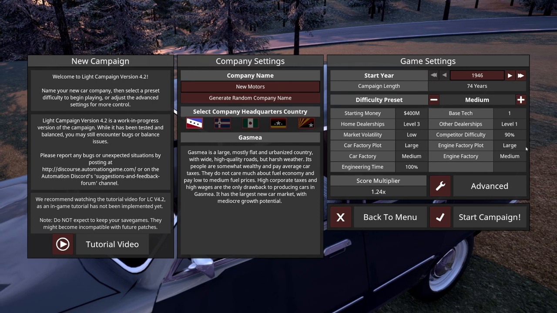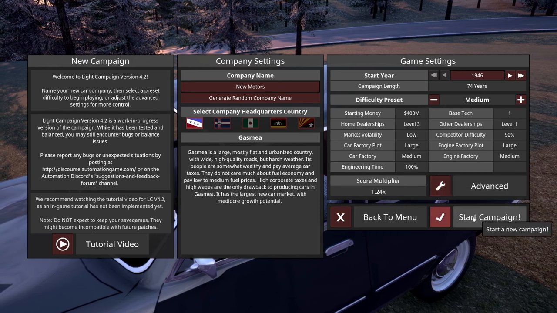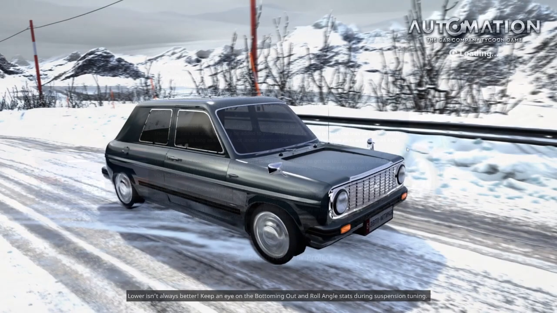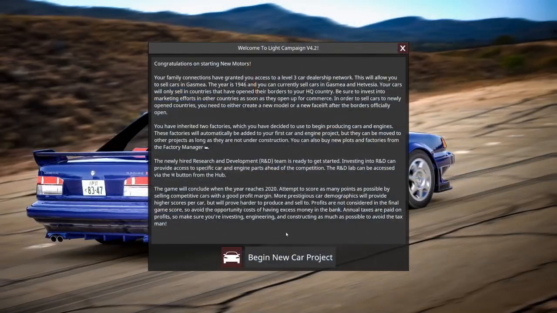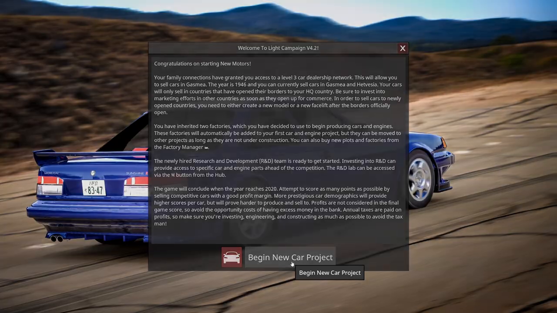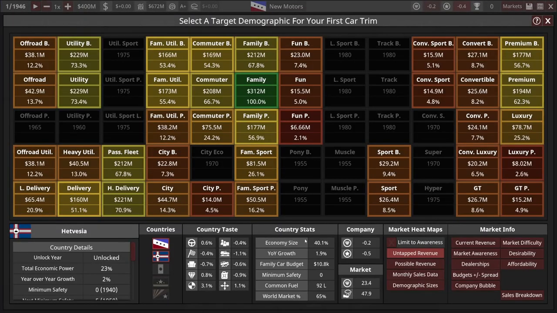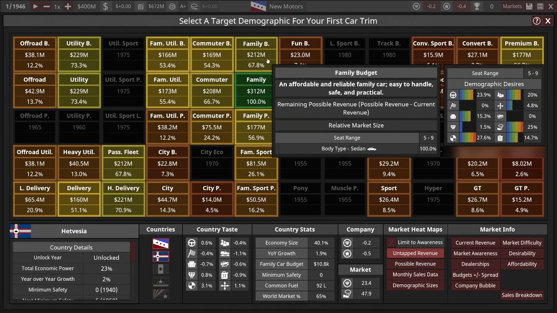Just going to choose a medium preset. And this starts us off with a medium car factory and a medium engine factory and a little tech pool and some dealerships. We're in a pretty comfy place.